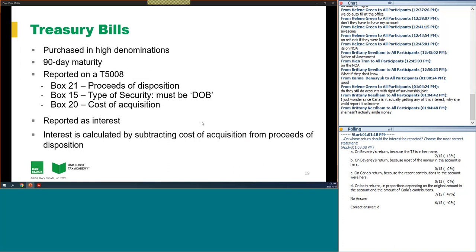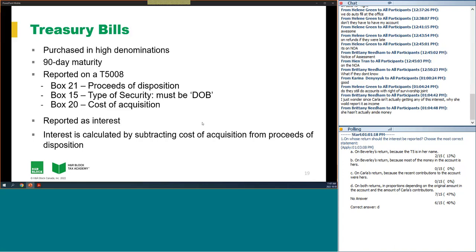If you have a client who has invested in a treasury bill, they will get what's called a T5008. So a T5008 slip with certain things on it. This slip is actually used for more than treasury bills. It's used for all kinds of investments. If it's a treasury bill, you're going to see that the type of security is DOB. DOB stands for debt obligations in bearer form. You don't need to know that. You just need to recognize that DOB is the thing you're looking for. Other things you might see under type of security will be SHS, which means shares, or MFT, which is mutual funds.